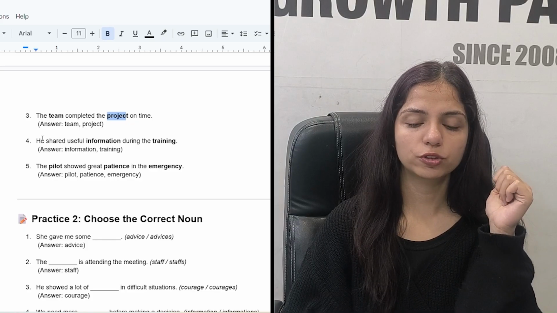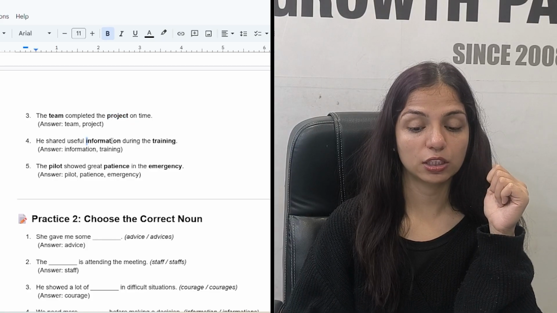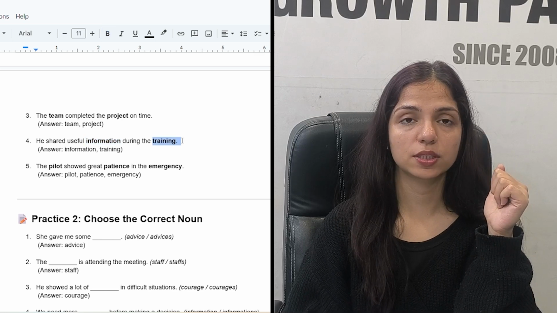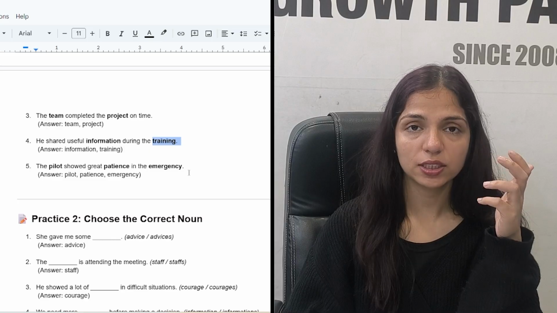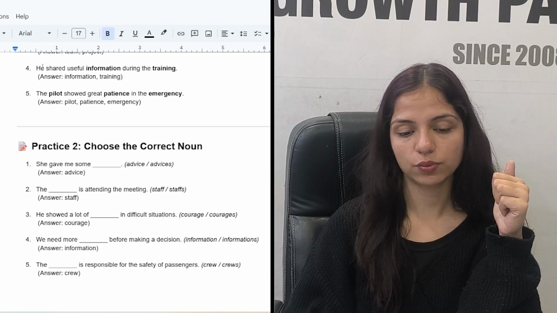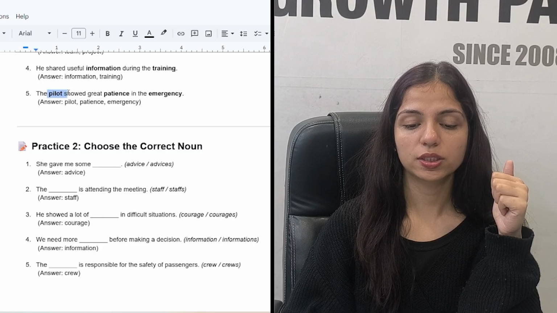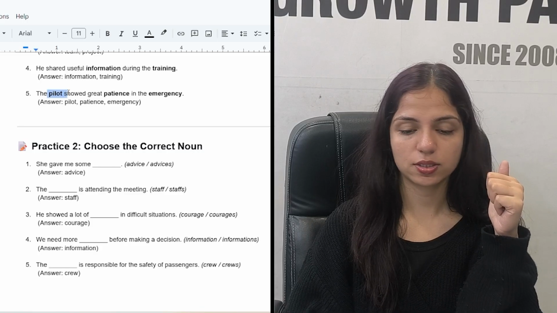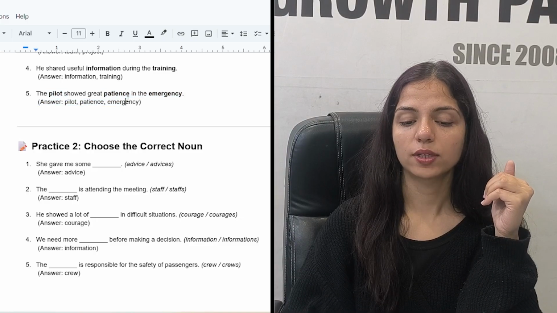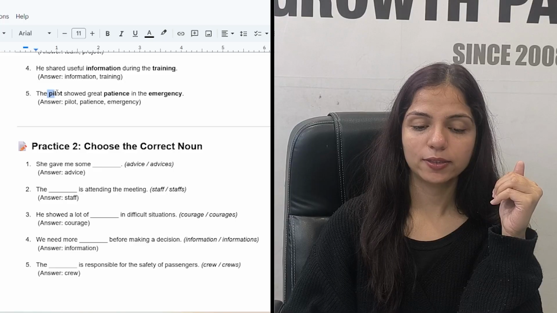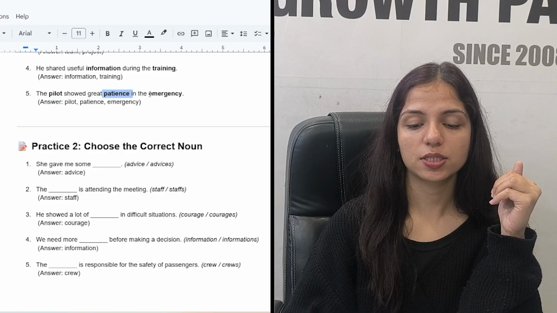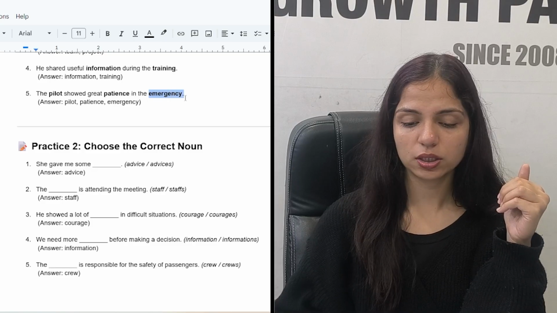He shared useful information during the training. So information is the first noun and then the training part. Why? Because we can see it, we can feel it, we can understand the whole thing. So that's why we say that these are concrete nouns. The pilot showed great patience in the emergency. When I say this, it means pilot, obviously it's a noun. Patience, abstract noun, and emergency, again it's a concrete noun.